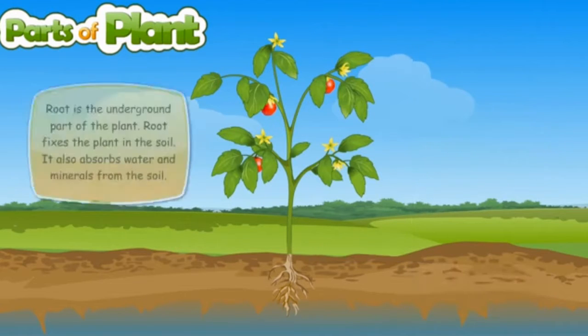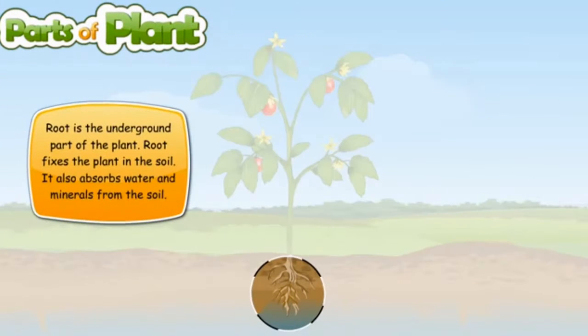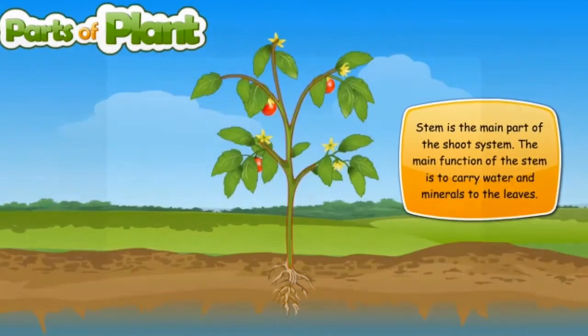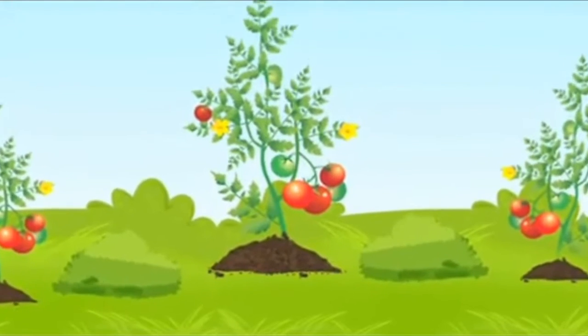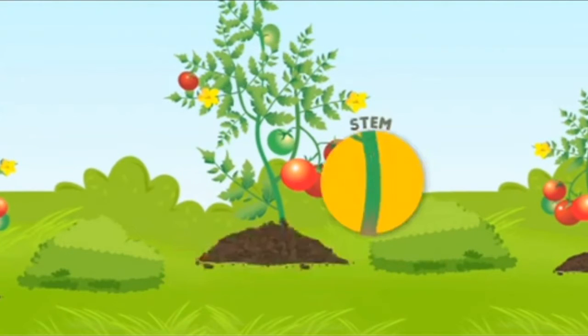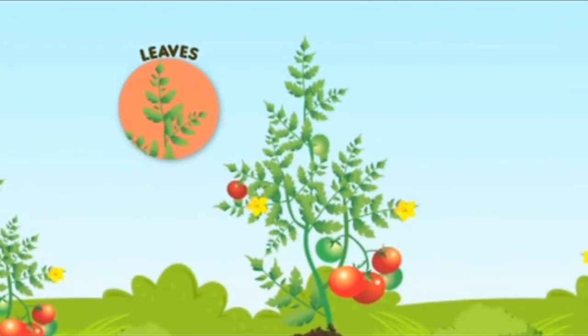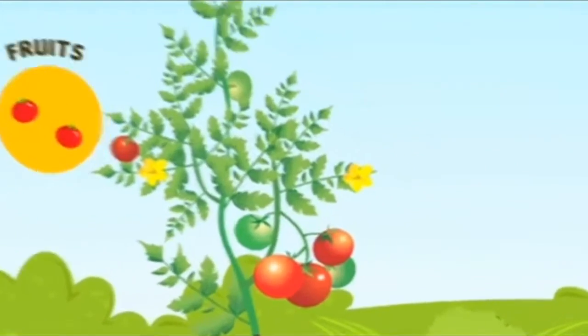As you can see in this picture, our plants can be further divided into root and shoot. The part of the plant which grows below the soil, just look at the picture carefully, is known as root, and the part which grows above the soil is called shoot. And the shoot has further parts: stem, branches, leaves, buds, fruits and flowers.